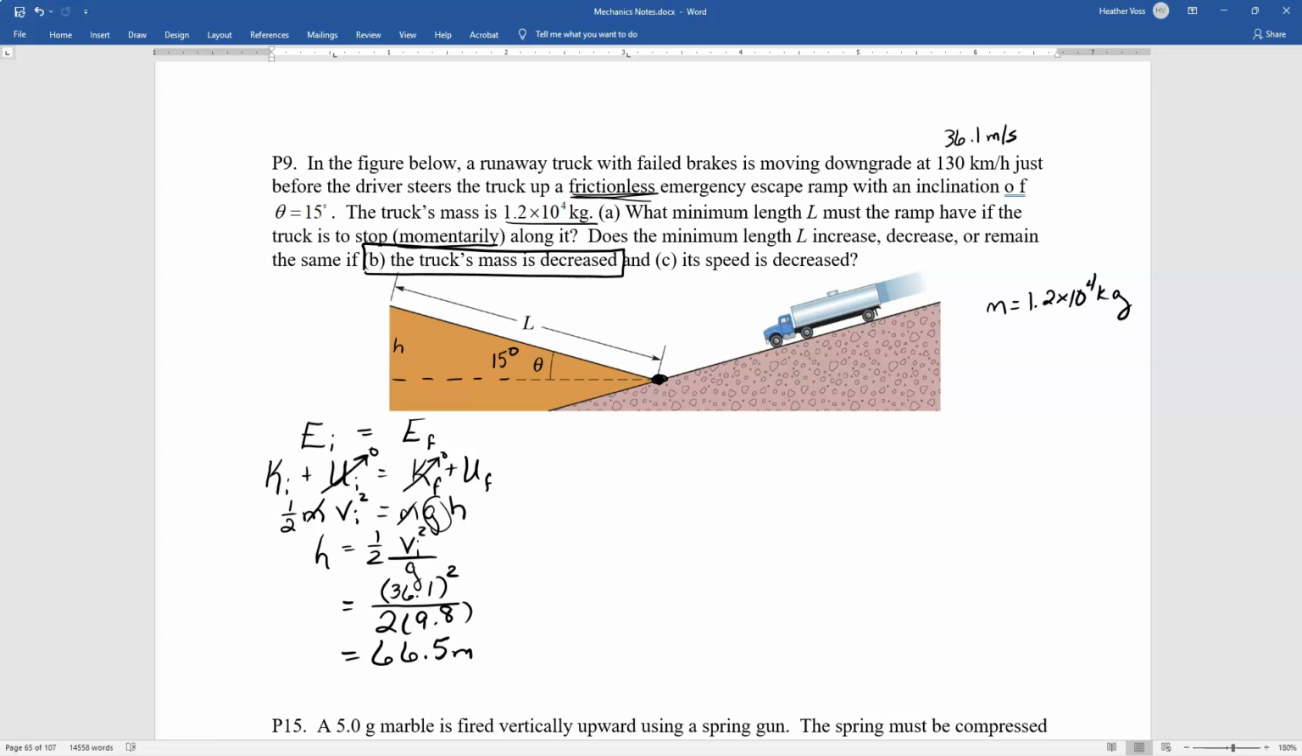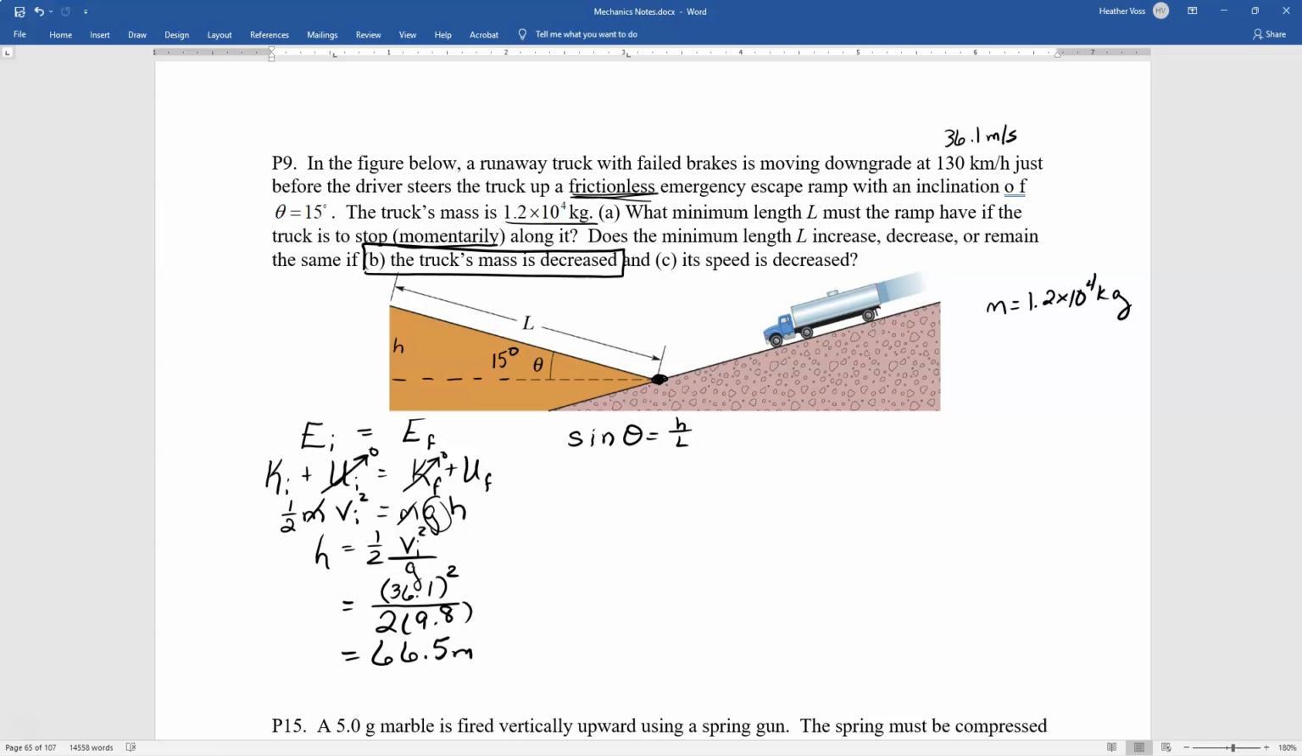But that's not L. That's just the height. So how am I going to find L? Well, I have a triangle. I know the height. I know my angle. So I could say, okay, sine of theta is going to be h over L.